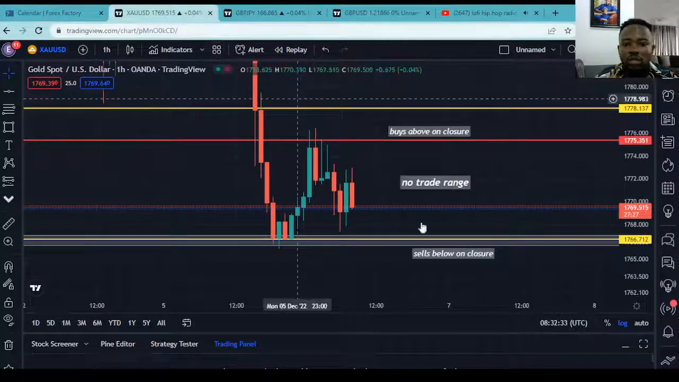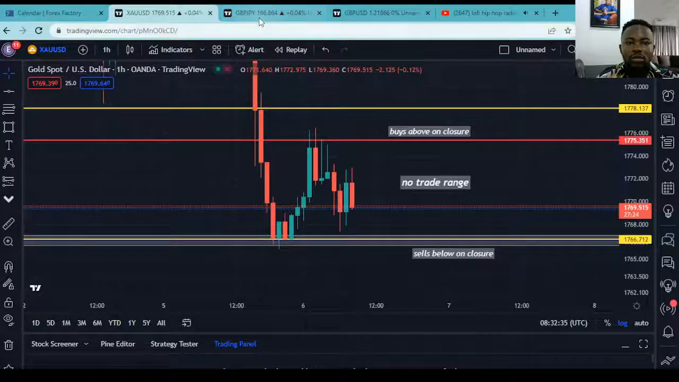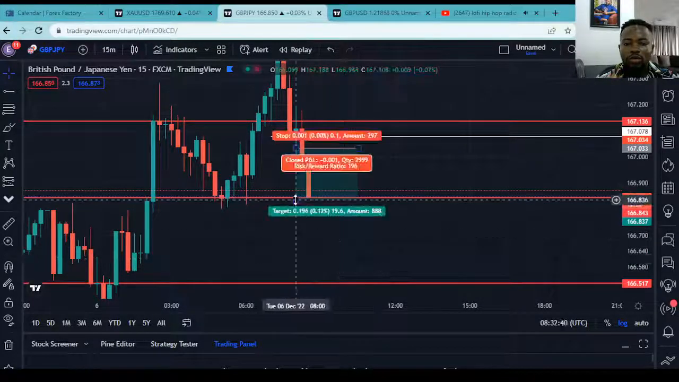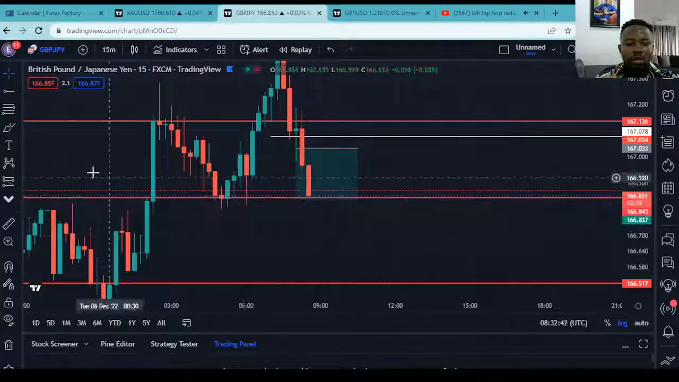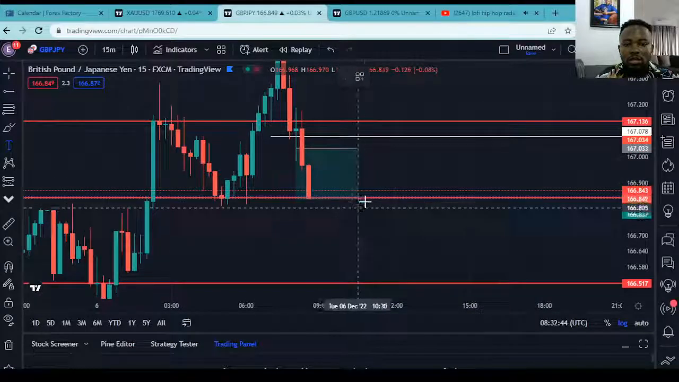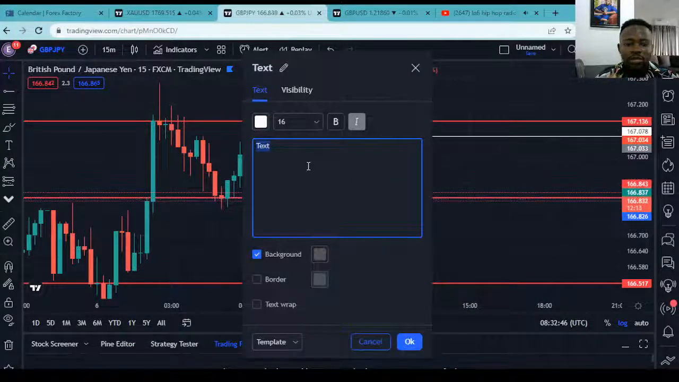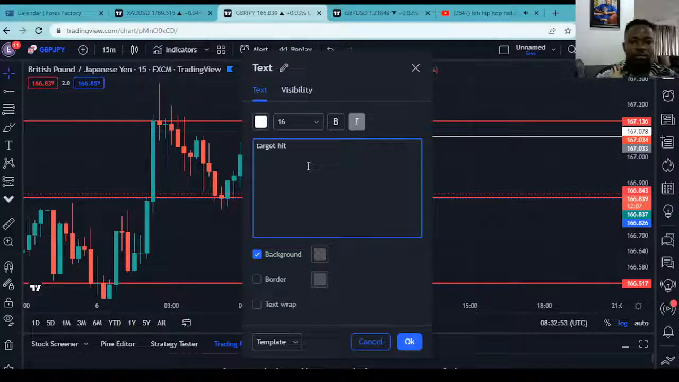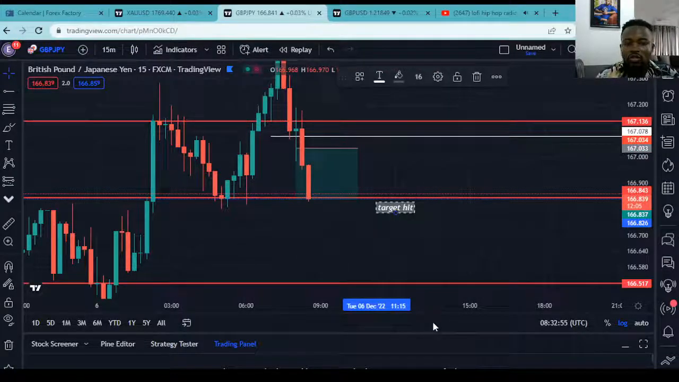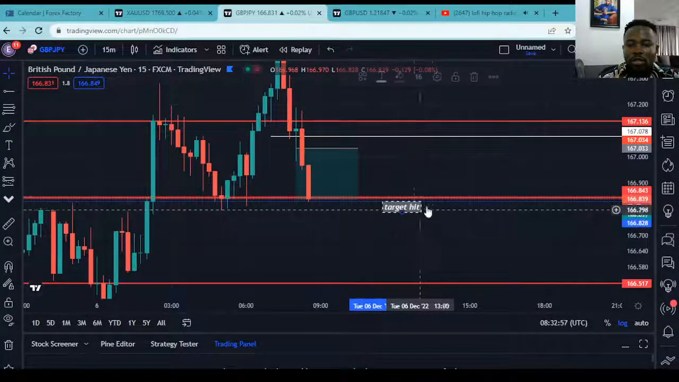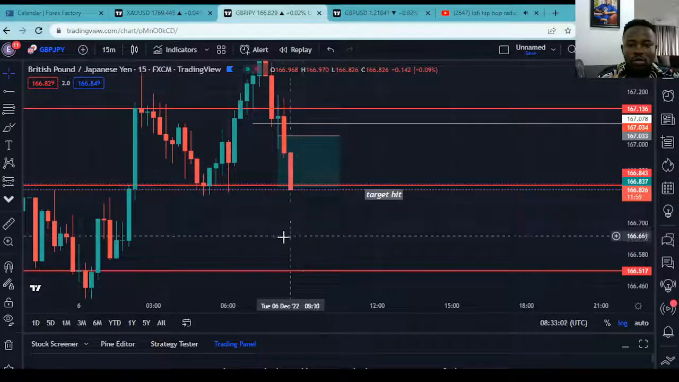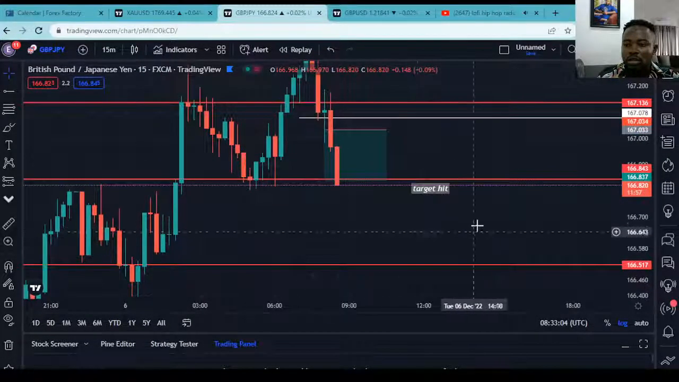Gold here is still ranging, nothing on gold. So GJ, let's see if we could continue down. We actually hit our targets. Our target was here. So if we continue going down here now, it is running on break even and we are good to go. So if you took this trade, congratulations.